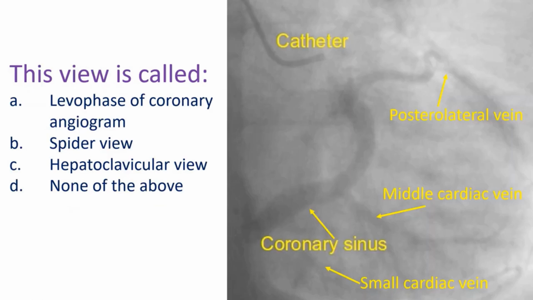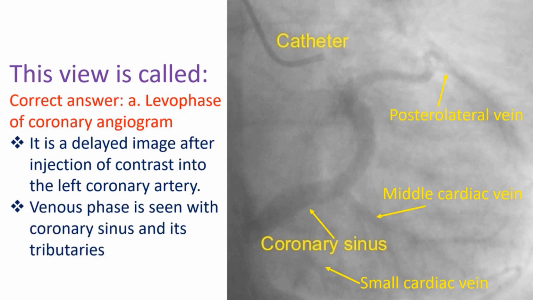This view is called A. Levo phase of coronary angiogram, B. Spider view, C. Hepatoclavicular view, D. None of the above. Correct answer A. Levo phase of coronary angiogram.